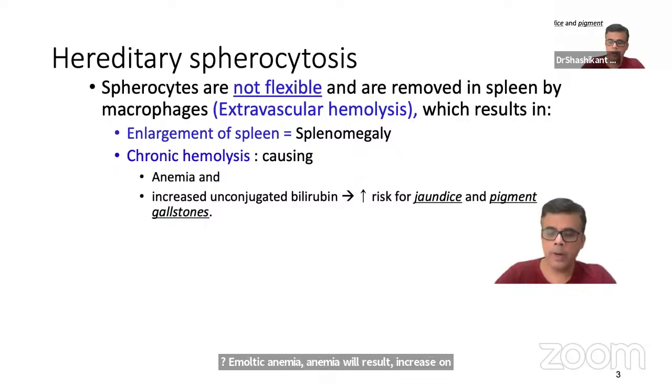and there is high risk for pigment gallstone. That is the key feature for hereditary spherocytosis. This is the key feature that you need to remember.